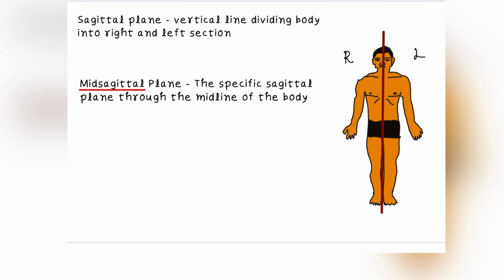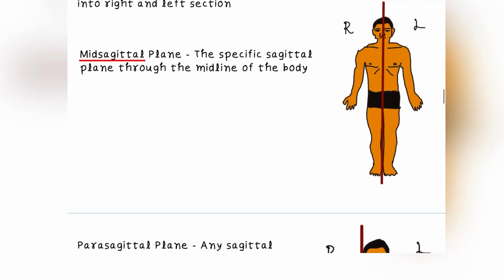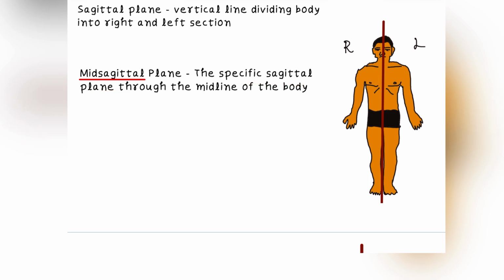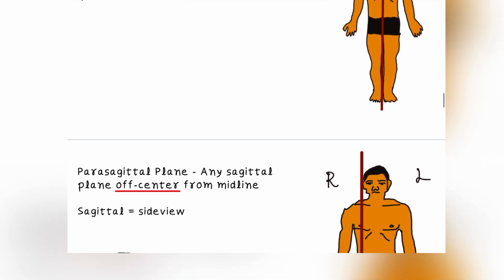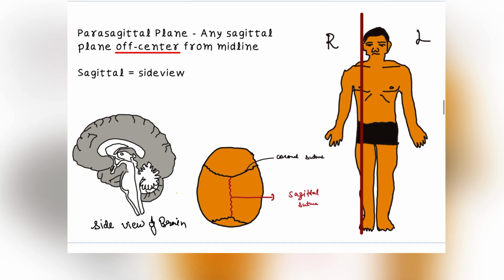Now let's talk about our first plane, which is the sagittal plane. In this plane, a vertical line divides the body into right and left sections. It is of two types: mid-sagittal plane and parasagittal plane. The mid-sagittal plane is a specific sagittal plane which passes through the midline of the body. This is the midline of the body. When it passes through the midline, it is called the mid-sagittal plane, and when it is off center from the midline, it is called the parasagittal plane.